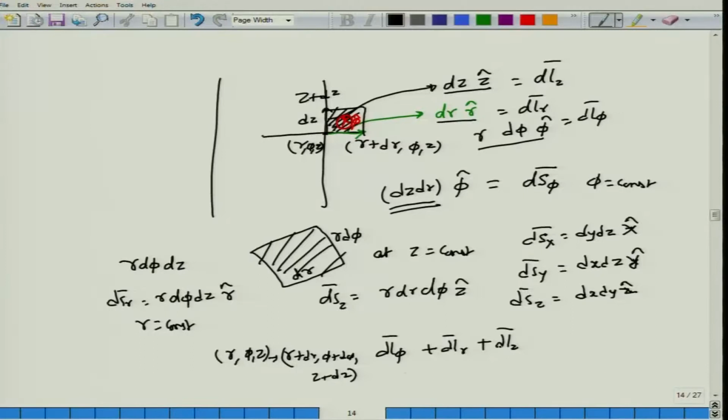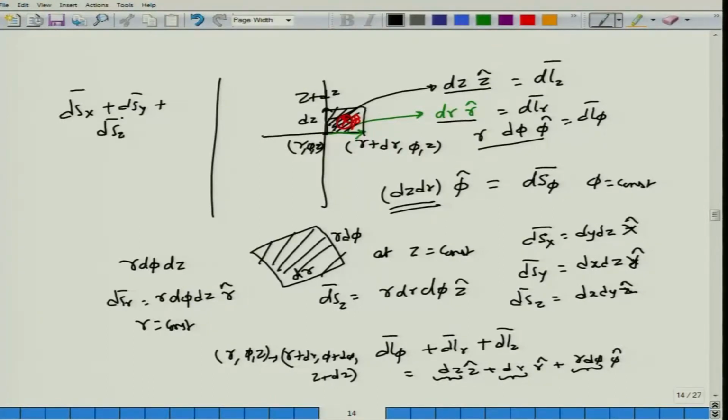So here you will be thinking of this as dz z hat plus dr r hat plus r d phi phi hat. You can see that this is actually a vector in the cylindrical coordinate system with z component given by dz, r component given by dr and phi component given by r d phi. This is how you can construct a line element and go from any point to any point in the cylindrical coordinate system. But do not make the mistake of combining these and thinking of this as a vector.